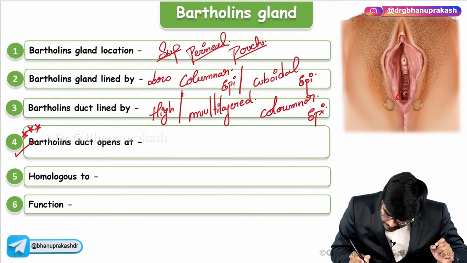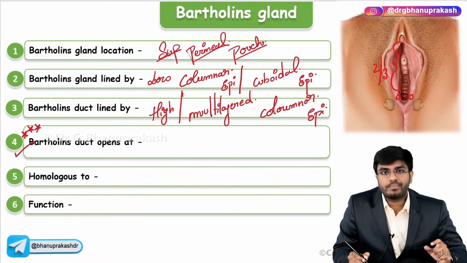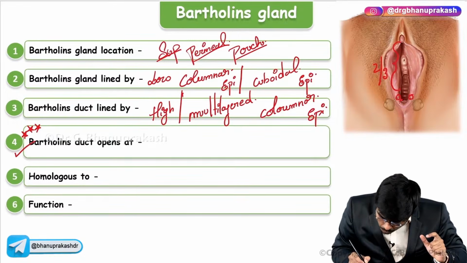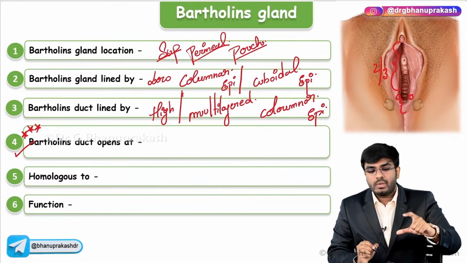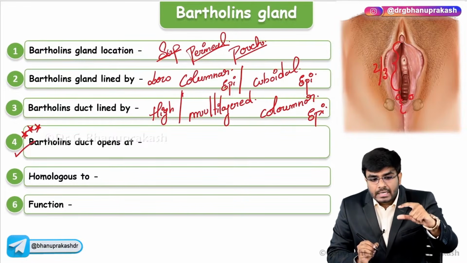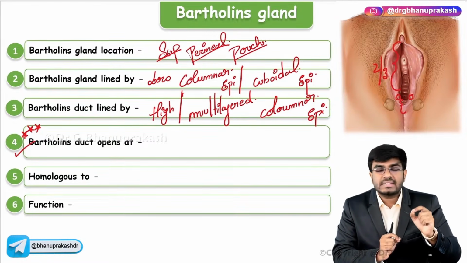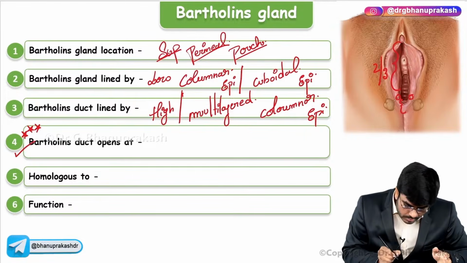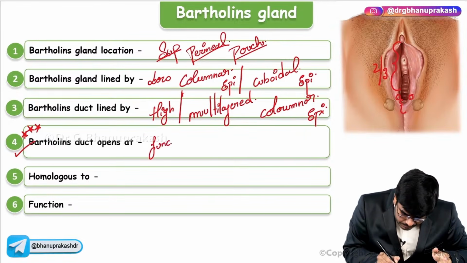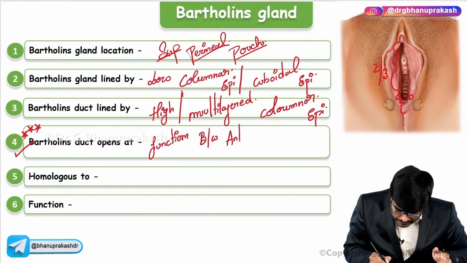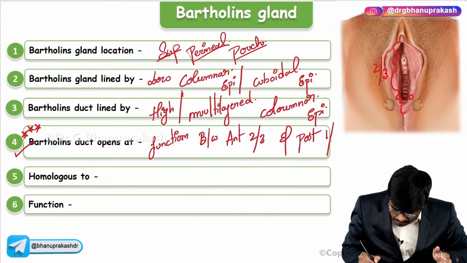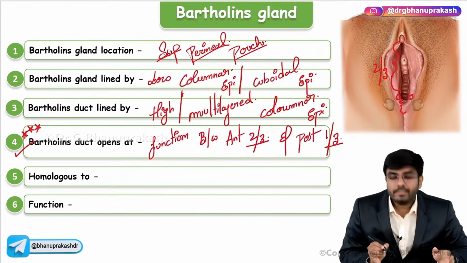The duct is located in a place where there is a junction of the anterior two-third and posterior one-third of the vestibule. So in the vestibule, at the junction where the anterior two-third and posterior one-third meet, the ducts of Bartholin's gland are located. So, the junction between anterior two-third and posterior one-third, in the vestibule.